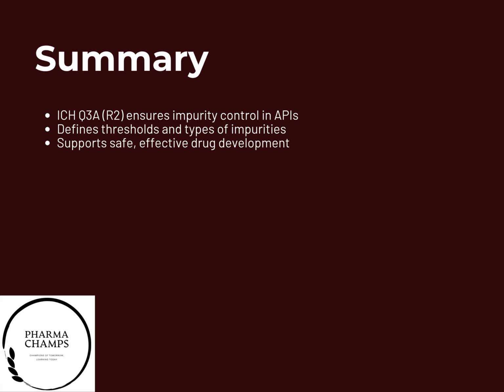We can summarize ICH Q3A Revision 2 as follows: it focuses on impurity control in new drug substances. It defines impurity types and sets thresholds for action. Analytical techniques help detect and identify them, and proper documentation and safety studies are essential for qualification.